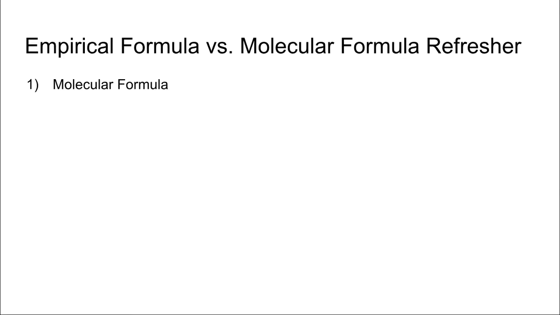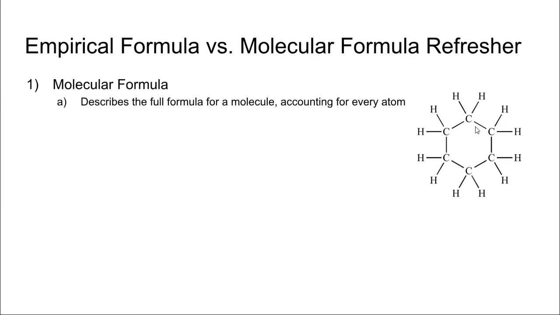Molecular formulas and empirical formulas. Just a quick refresher. A molecular formula describes the full formula for a compound. That's going to account for every atom inside that compound. Here's a lovely compound. This is my friend cyclohexane. And the molecular formula for cyclohexane is going to count every single atom in this sucker. So we got 6 carbons total and 12 hydrogens total, giving us a molecular formula of C6H12.